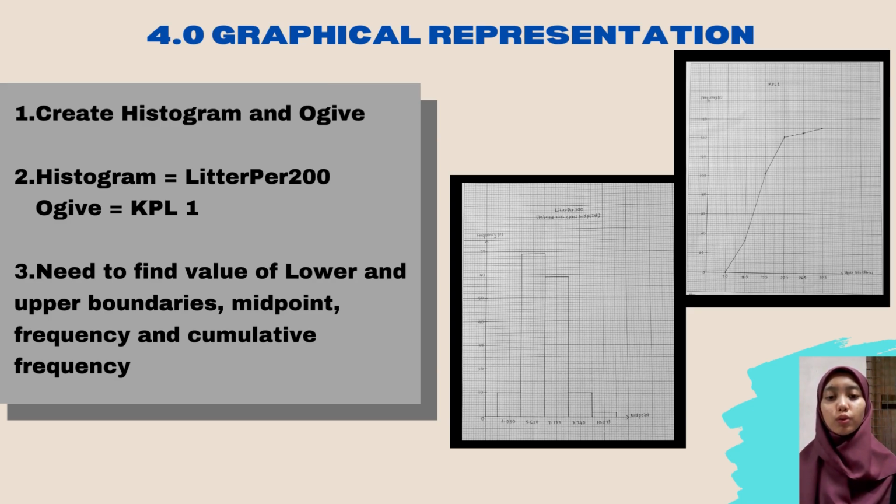But before we create the histogram and ogive, we must first find the values of the lower boundaries, upper boundaries, midpoint, frequency, and the cumulative frequency. Then create it using that data. In conclusion, liter per 200 expectedly shows cars of various brands are less used for travel anymore, and KPL1 shows that about 140 km per liter of travel distance has been passed by various types of car brands.